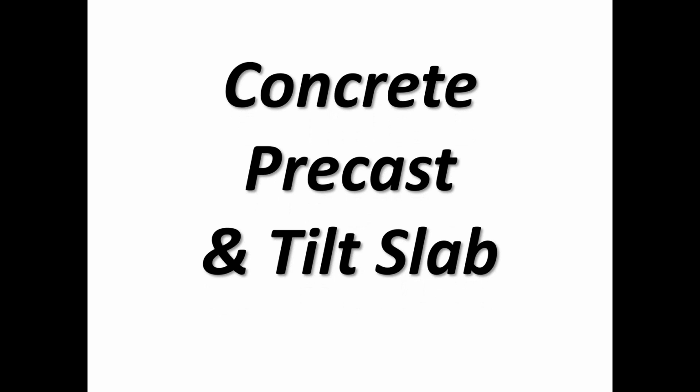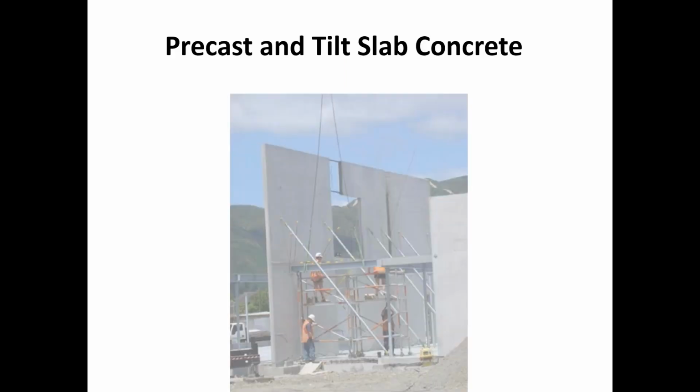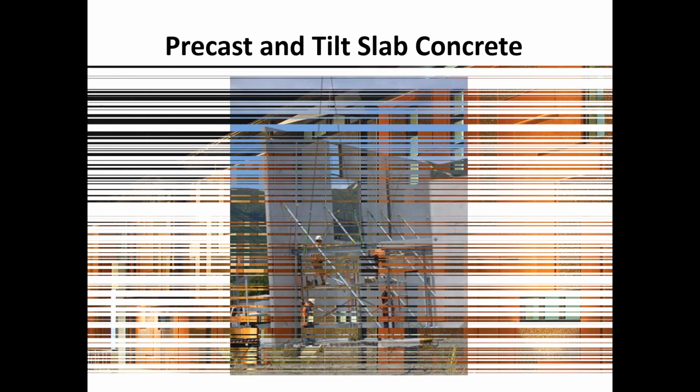Some of you call it precast, some of you call it tilt slabs. Let's see if we look at that. I'm not going to read all these words, but basically precast concrete or tilt slab is often produced off-site and then delivered to the construction site and just placed in position. All right, and precast panels or tilt slab, again, whatever you want to call it, are typically smoother and have a better finish than in situ concrete. And the only limitation really is the height of the crane or the power of the crane to actually lift them inside. So this is what I'm talking about.